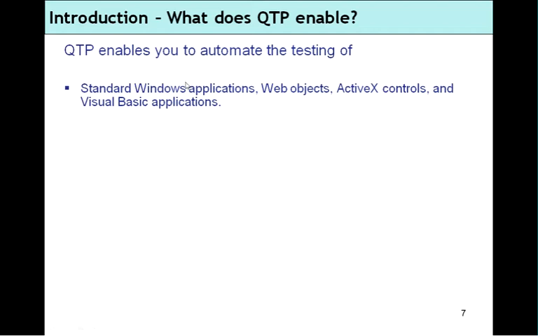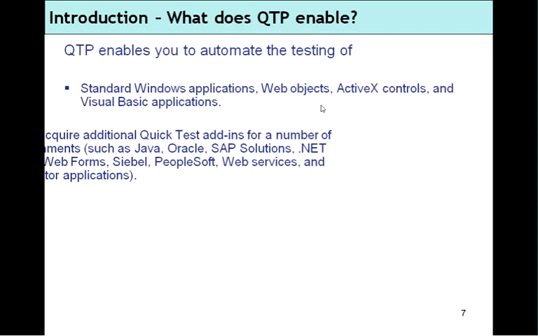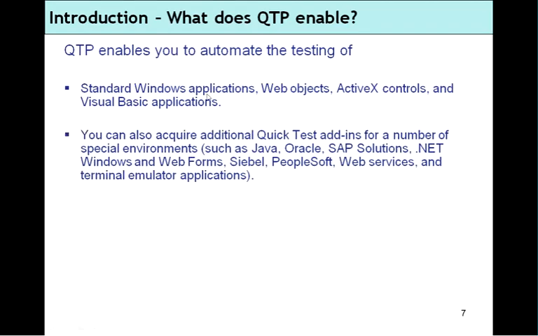The Windows application would have been developed in Java, or the web application would have been developed in .NET. It depends. And we can also acquire additional quick test add-ins. As I told, the application would have been developed in different technologies, but QTP will identify that application. To identify that particular application, QTP needs a plugin for that. An add-in is required to identify it.